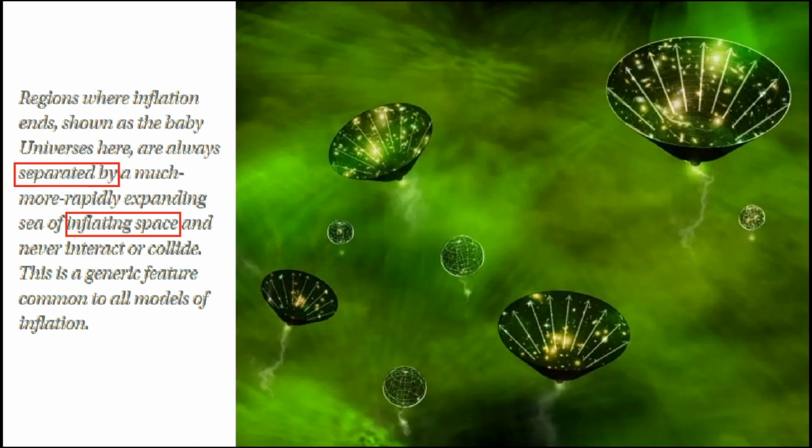And that's the key issue. The key issue is, what's that green stuff? Forget about the universes. I want to know what the green stuff is. I want you to identify the green stuff. And the caption there says, regions where inflation ends, shown as the baby universes here, are always separated by a much more rapidly expanding sea of inflating space. So what are these universes, which contain space, that black stuff inside them, separated by? They're separated by more space.